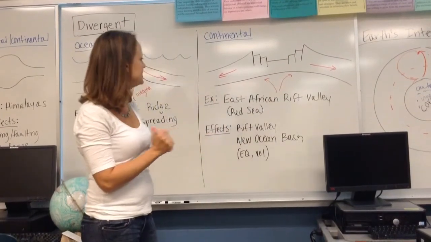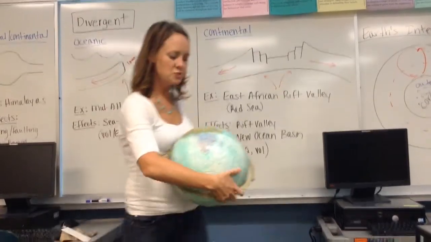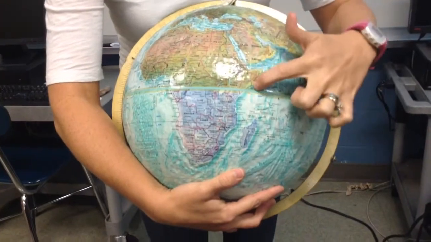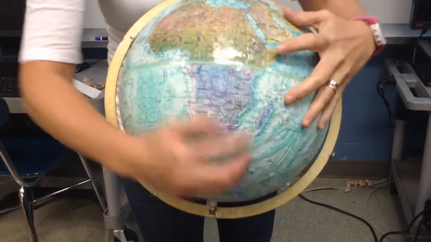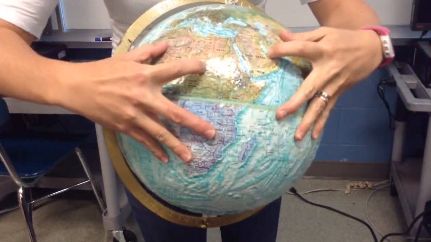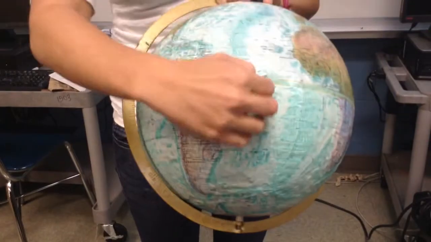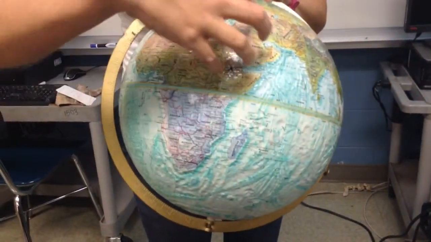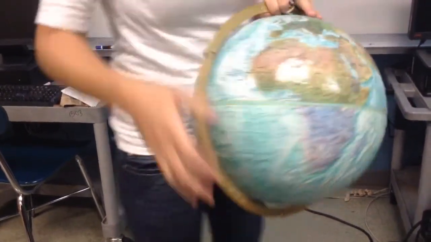One of the areas this is happening is the East African Rift Valley, which is where the Red Sea is. You can see that running right here between Egypt and Saudi Arabia. This is a new ocean basin that's being created, and it's diverging. So what's going to happen, just like the Atlantic Ocean formed between these continents, we're going to form a new ocean right here. So this started off as one continent, and then the divergence caused it to break apart.